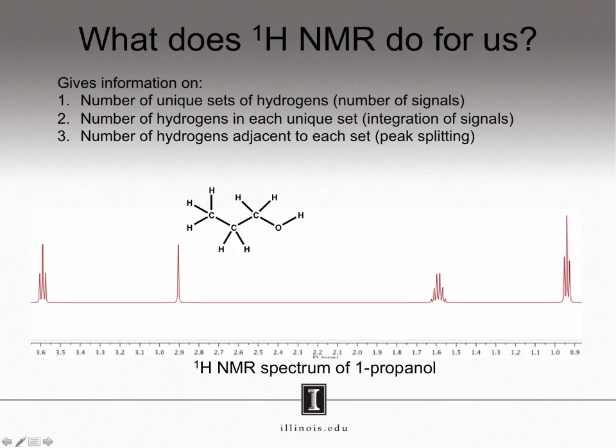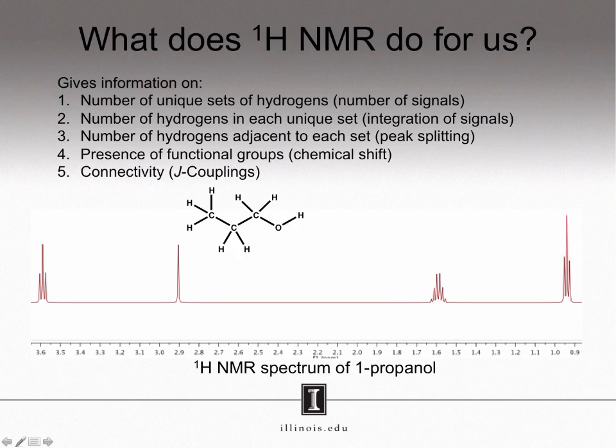Proton NMR will also tell us about the presence of nearby functional groups via something called chemical shift, and finally, it will also tell us something about connectivity, where these hydrogen atoms are with respect to each other in the chemical structure. This information is given to us via something called J-couplings. For this webcast, we will focus on only these first 4 points.